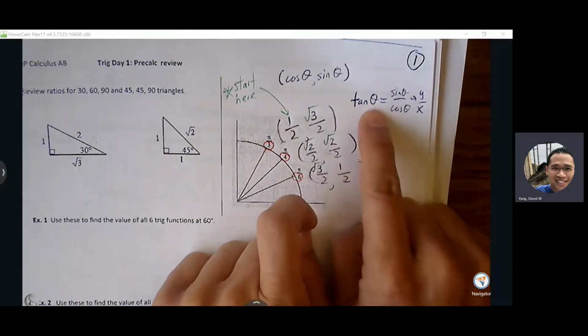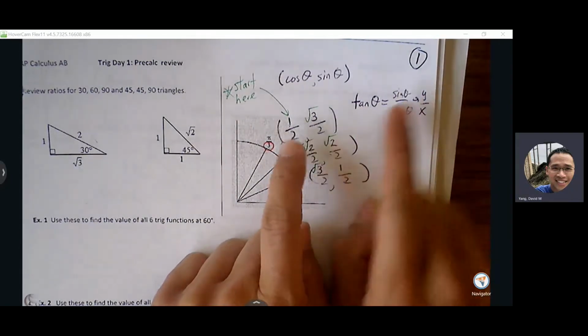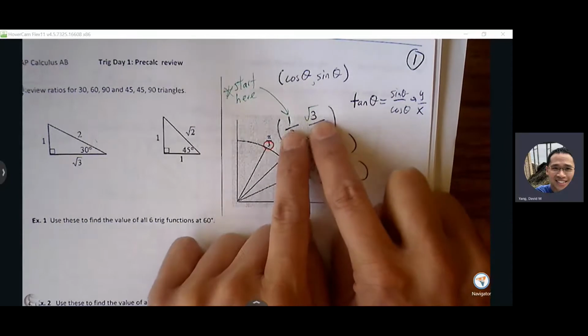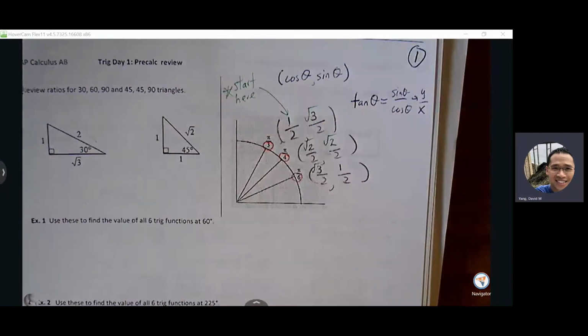If I ask you for cotangent, cotangent is just the reciprocal, or think of it as cosine over sine. You see the x over the y. Okay.